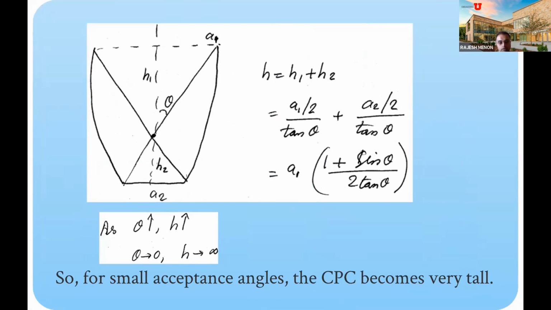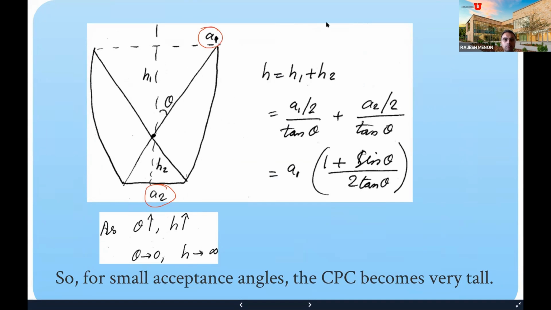Now, I can use these relationships to figure out the geometry of the CPC. So what else do I need to know? If I know the receiver size is A2 and the entrance size is A1, I need to also know how high the CPC is.